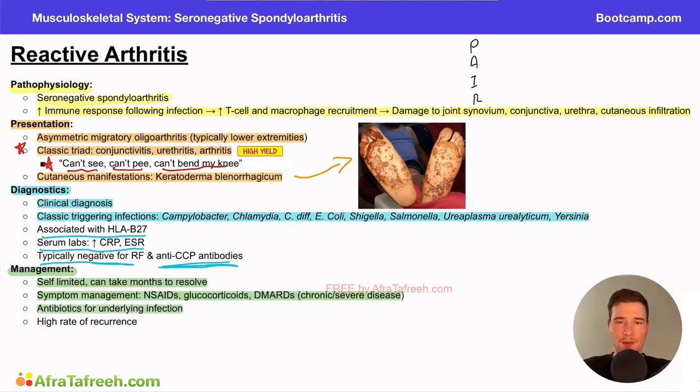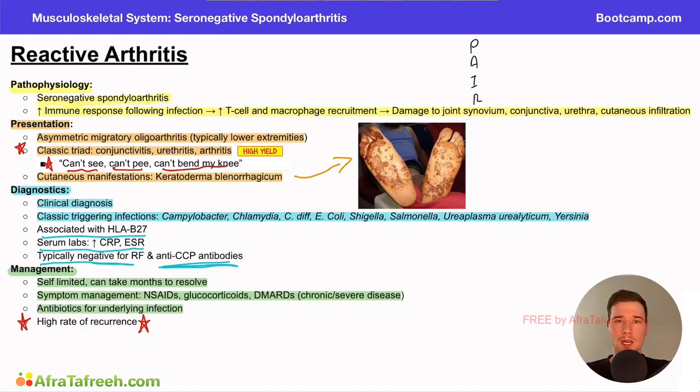And so again, it's a very classic thing that they want you to know. They want you to pick the answer choice that treats both the underlying infection and the current symptoms the patient is having. Don't just give the anti-inflammatories if the patient likely has a sexually transmitted disease. Maybe they need further testing for that. Maybe they need some antibiotics as well. Additionally, it's also important to know that this has a high rate of recurrence. Patients who have this condition once are at a higher risk of having this condition again later on in their life.